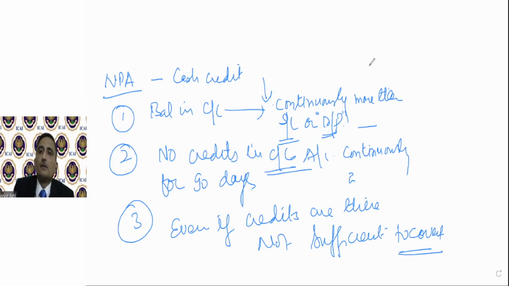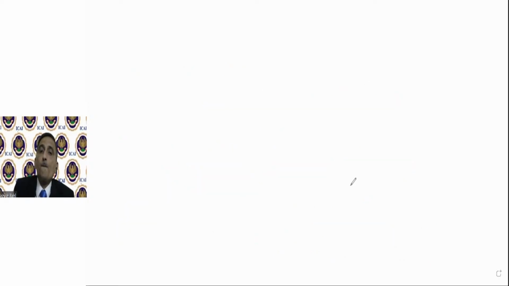Okay, so guys, there are 3 types of NPA. One is substandard asset.